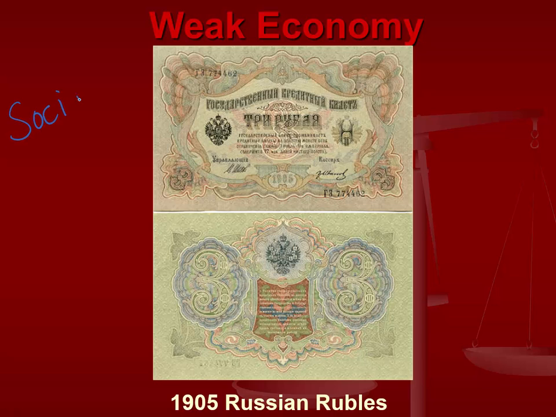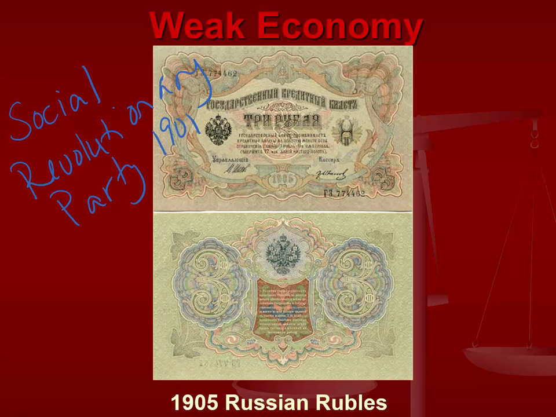One was the Social Revolutionary Party. This was formed in 1901. They opposed industrialization and wanted to actually have a completely communal lifestyle.